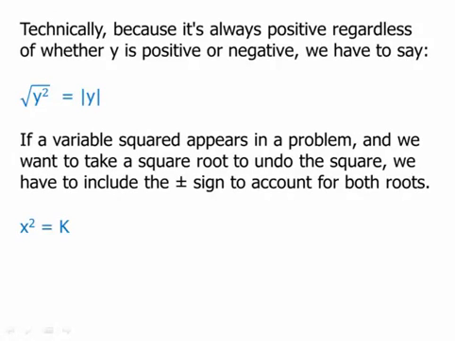If a variable squared appears in a problem and we want to take the square root to undo the square, we always have to include the plus and minus sign. So again, the radical sign is not printed. We're the ones taking the square root. We always have to include that plus or minus sign. And in many cases, we'd have to just put that plus or minus sign right in front of a radical.